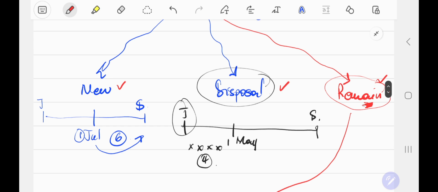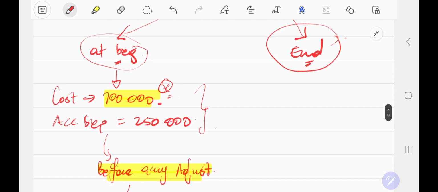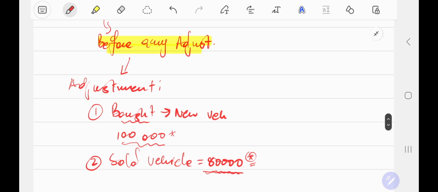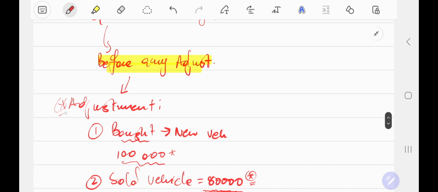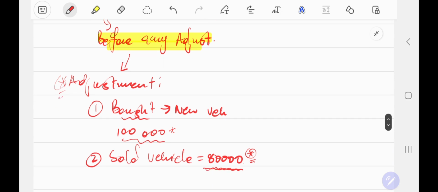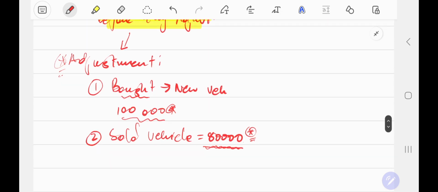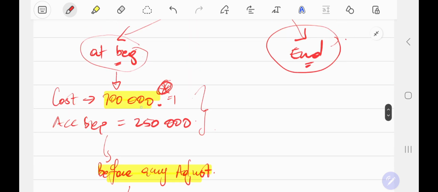So when you calculate the depreciation on the remaining, you need to check whether the balances that are given are amounts at the beginning of the year or amounts at the end of the year. If it's amounts at the beginning, then you should know that they have not accounted for the adjustments given in the question. So if they say we bought a new vehicle, it means that vehicle was not added, the 100K. If they say you sold a vehicle with an original cost of 80,000, that means this 80,000 is still included here.